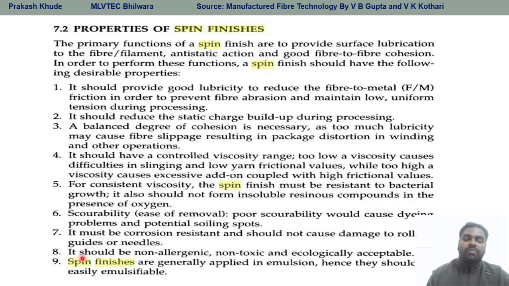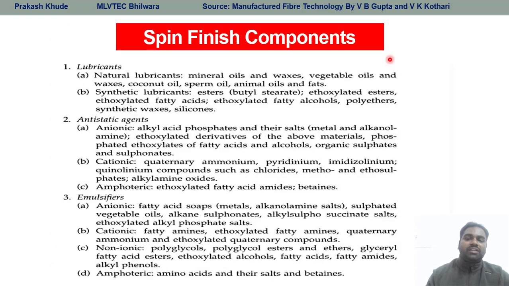The eighth desired property here is that it should be non-allergic, non-toxic and ecologically acceptable. And the next property is that spin finishes are generally applied as an emulsion, hence they should be easily emulsifiable. So we have seen there are 9 properties which are desirable for the spin finish to perform all these 3 functions, that is lubrication, anti-static action and good fiber to fiber cohesion. So in the next slide we'll see what the different components of your spin finish are.